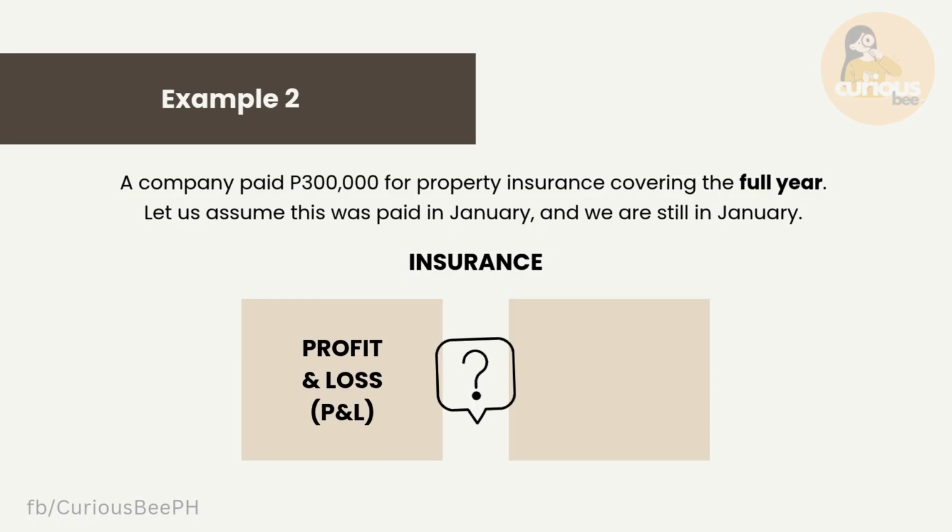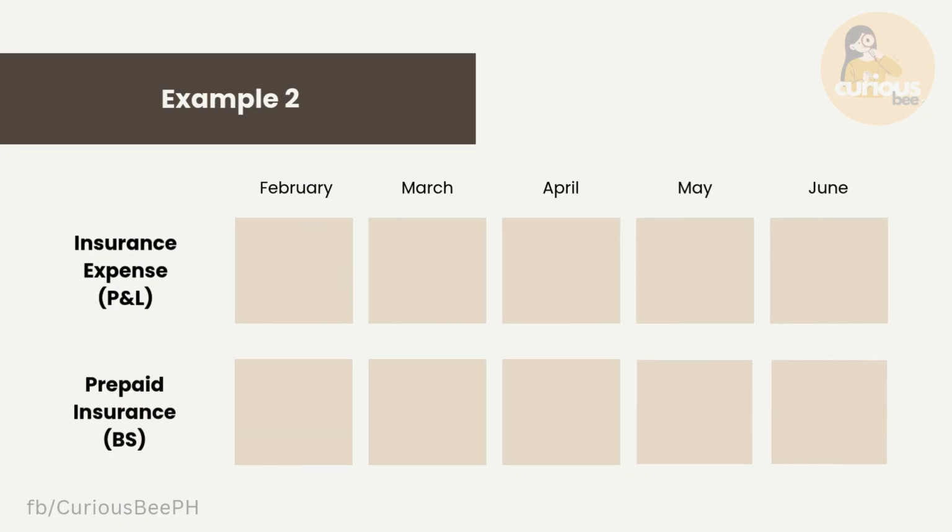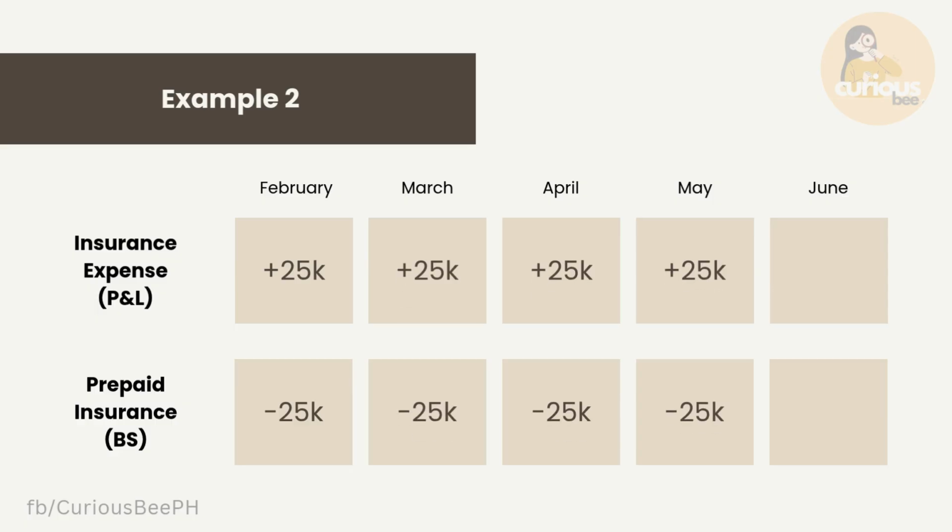Should this go to P&L or should it go to the balance sheet? 25,000 should go to P&L in January, because this is the monthly equivalent for the insurance paid, and this portion is already incurred in the current month. The remaining 275,000 should go to the balance sheet as prepayments for a future expense. For each of the succeeding months, 25,000 will be expensed in P&L, and prepayments in the balance sheet should decrease accordingly. Here's one last example.